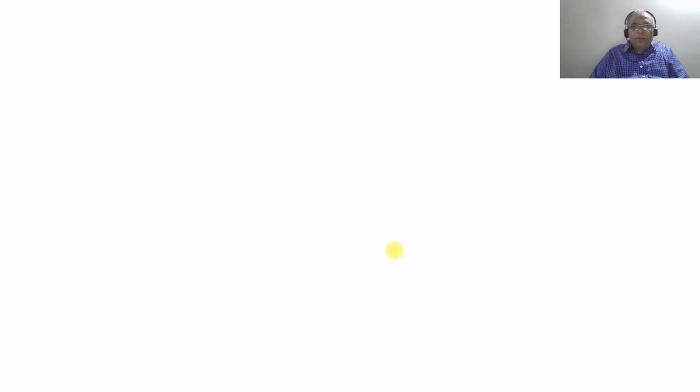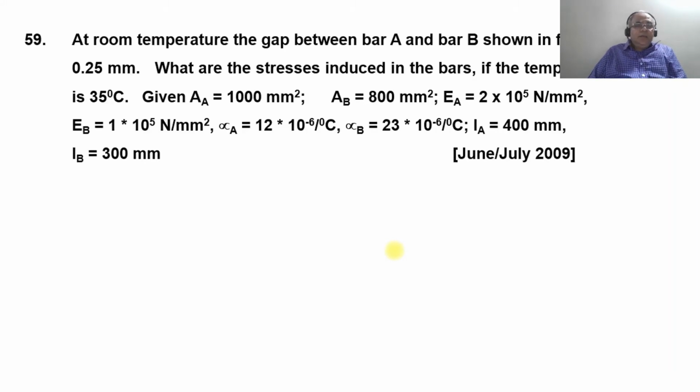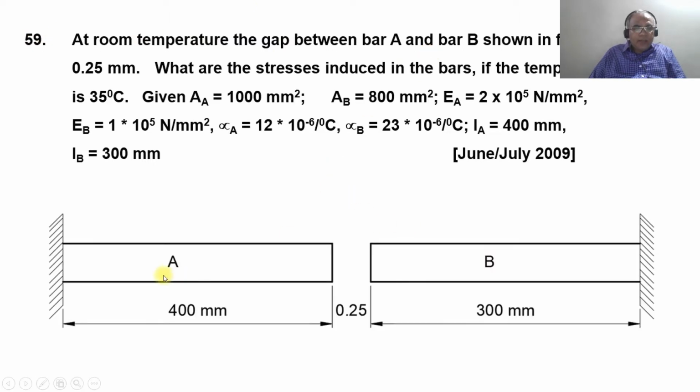Now we're going to take up one more problem on thermal stresses. Problem number 59, and it reads as: at room temperature, the gap between bar A and bar B shown in the figure is 0.25 mm. So this is bar A and this is bar B, with a gap of 0.25 at room temperature. What are the stresses induced in the bars if the temperature rises by 35 degrees centigrade?